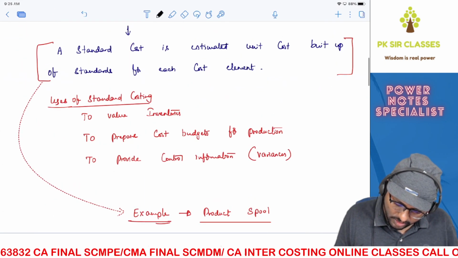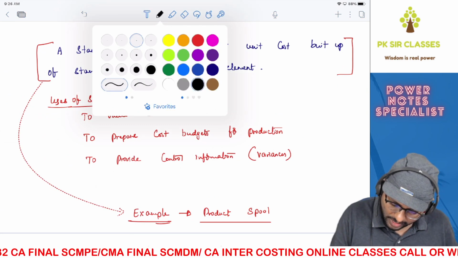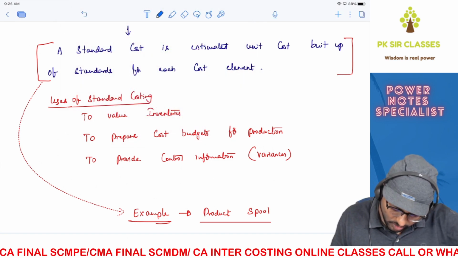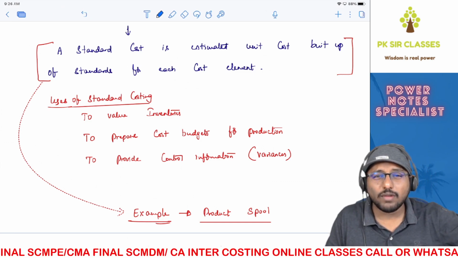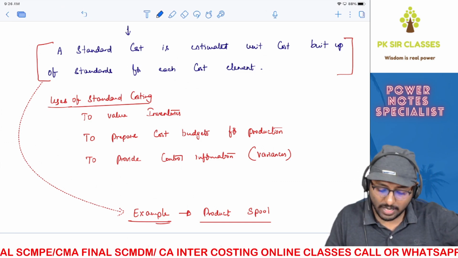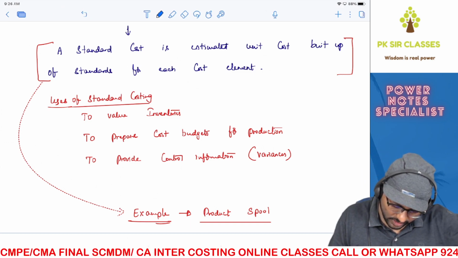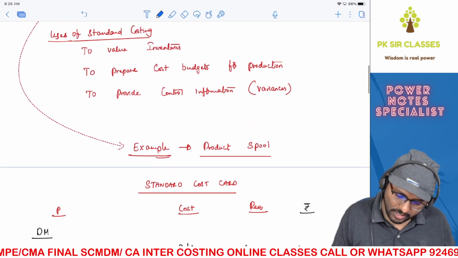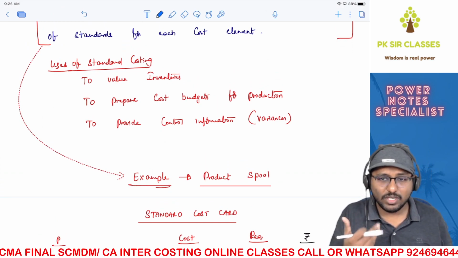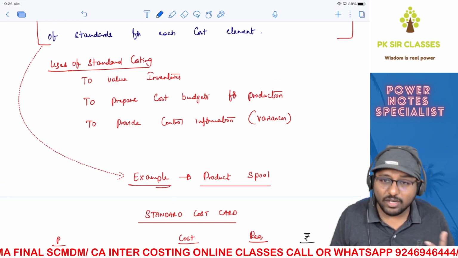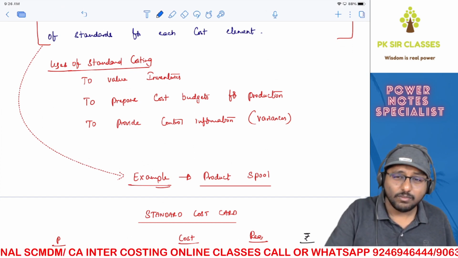Now we have already seen the uses of standard costing. Here I have already told you that one of the uses of standard costing is to value inventories, isn't it? Normally inventories will be valued based on FIFO or weighted average. But apart from that, it will also be valued based on standards. So some of you, if you have that doubt, I hope it's clear right now. So normally FIFO and weighted average are covered, but still, standard costing is a better way of doing it. It again depends. Anyways, let's move on.